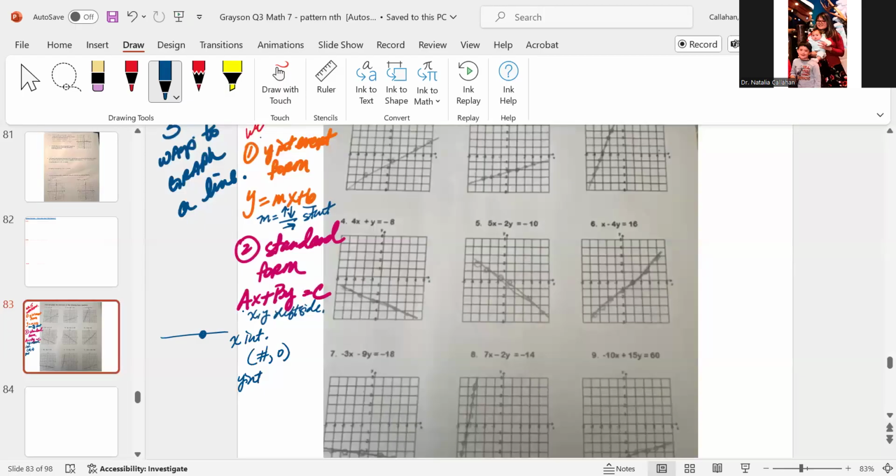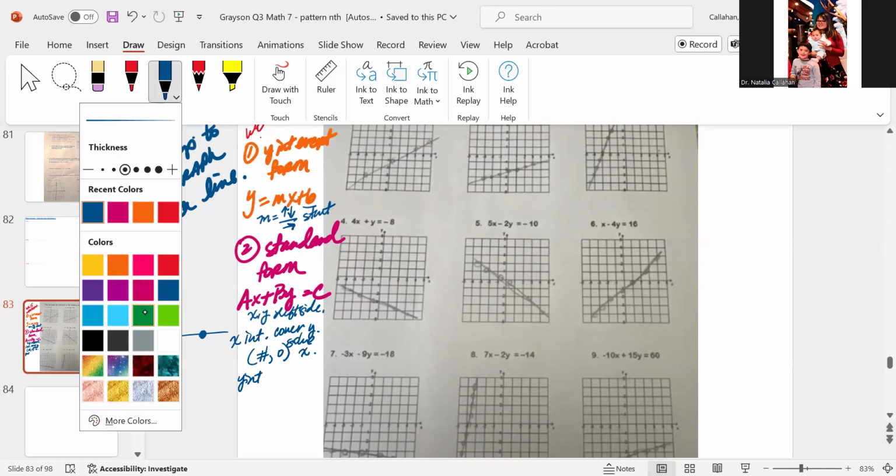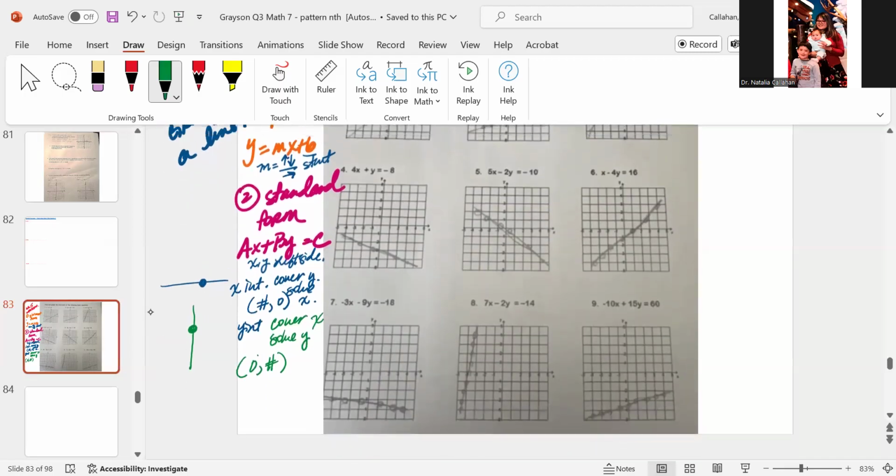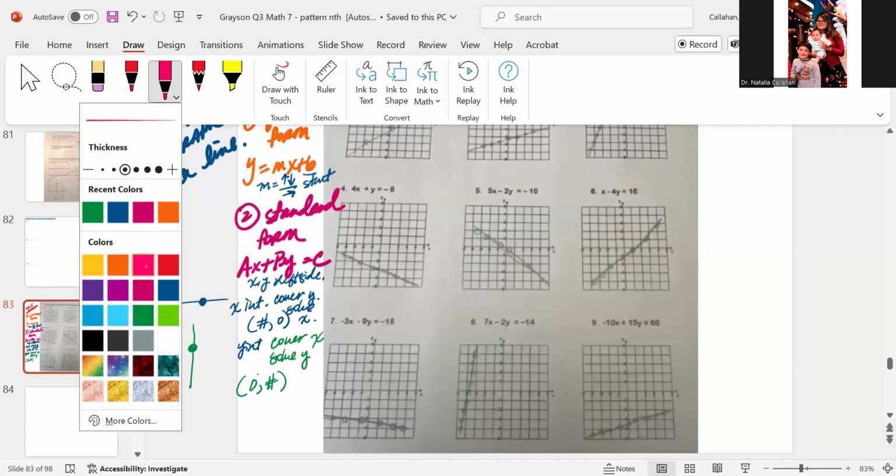You also need to find the y-intercept. So for the x-intercept, you basically just cover the y, and then you solve for x. Do you see that? Now, for the y-intercept, you cover the x, you do the opposite. The reason for that is because the y-intercept is where the graph hits the y-axis. You cover the x, and you solve for y. And it's always 0 for x, and there's a good number for y. Does that make sense?